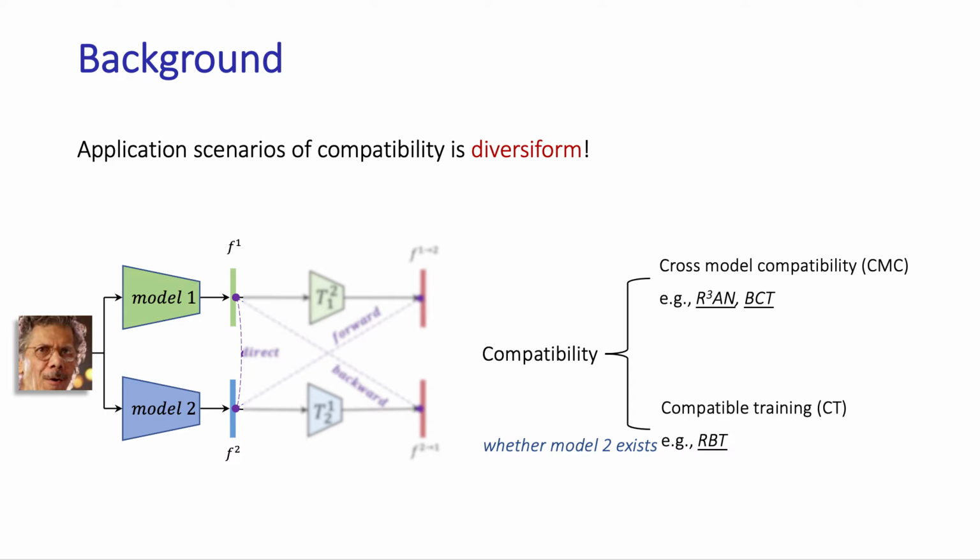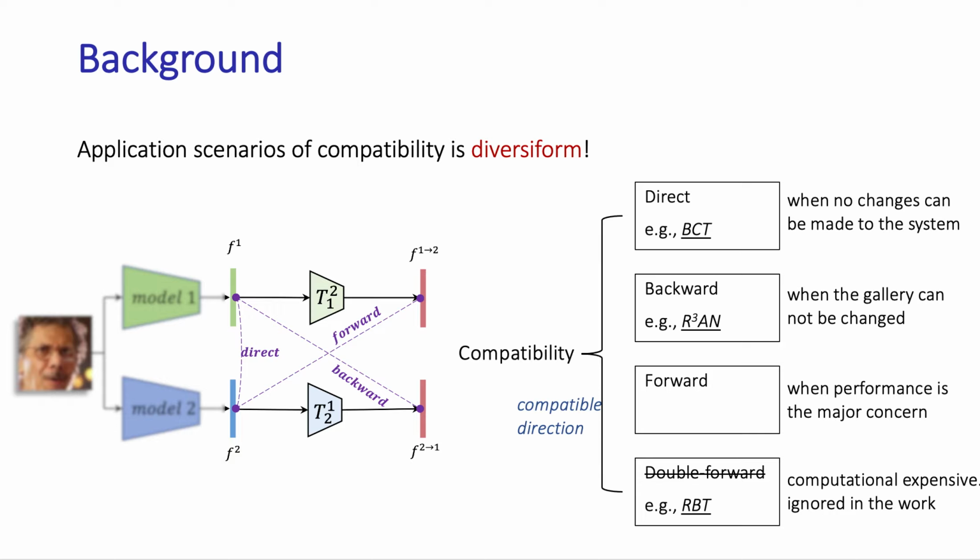From the perspective of training models, it can be categorized into cross-model compatibility and compatible training. Cross-model compatibility requires two models to be already trained, such as pre-trained models, while compatible training trains model 2 only and makes it compatible with model 1. Model compatibility can also be divided into direct, backward, forward, and double forward from the perspective of matching directions. Note that double forward is ignored in our work because of the large computational cost.